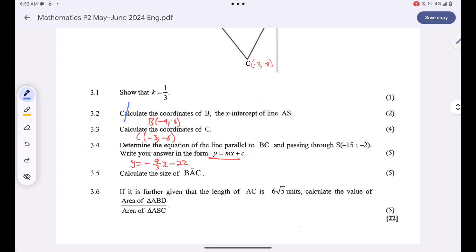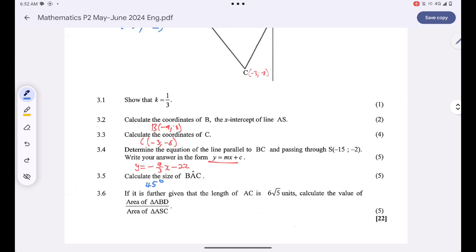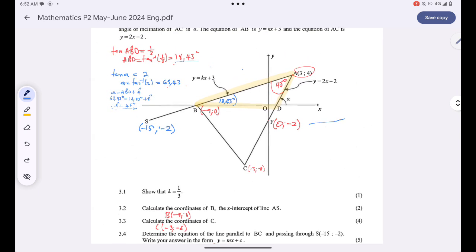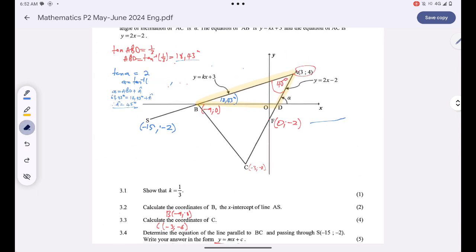Okay, so the angle over there is simply 45 degrees. Now we are being asked, if it is further given that the length of AC is 6√5, to calculate the value of the ratio of the area of ABD to the area of ASC.